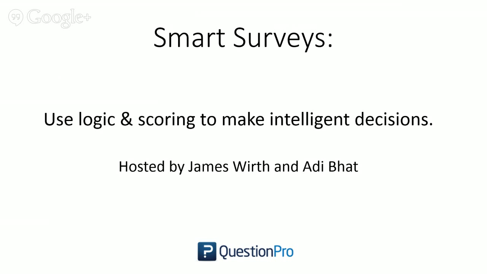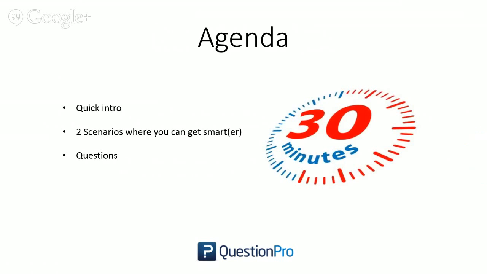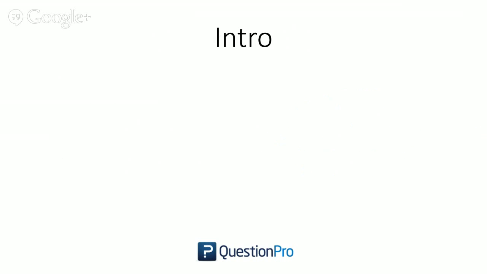So let's talk about the agenda for today. Here's what we're going to be covering. We're going to do a quick intro about how this topic came about. We're going to review two scenarios that Adi is going to walk us through and show us the front end side, the survey taker side, as well as the survey administrator side of both of these scenarios. And then we're going to open it up to questions, and we're going to do all this, like I said, in 30 minutes. So Adi, let's go ahead and talk about why this topic came about.